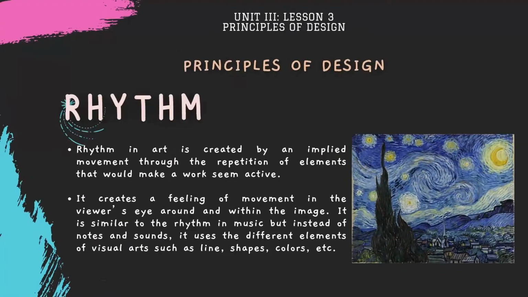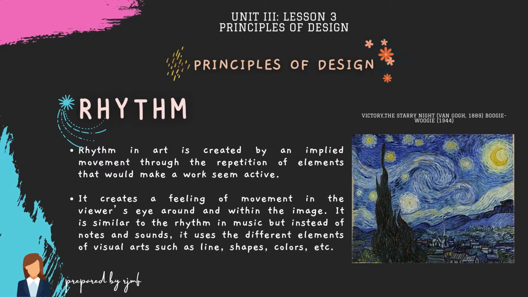Next is rhythm. Rhythm in art is created by an implied movement through the repetition of elements that would make a work seem active. It creates a feeling of movement in the viewer's eye around and within the image. It is similar to the rhythm in music, but instead of notes and sounds, it uses the different elements of visual art such as line, shapes, colors, etc. Such examples are the famous Van Gogh's painting The Starry Night and Man Walking by Étienne-Jules Marey. Ten swirling stars are seen in Van Gogh's painting while Marey shows a man's legs. Thus, both paintings convey a feeling of movement.